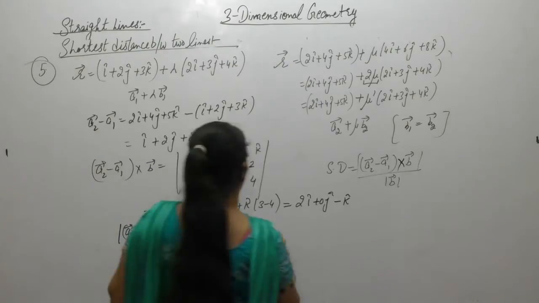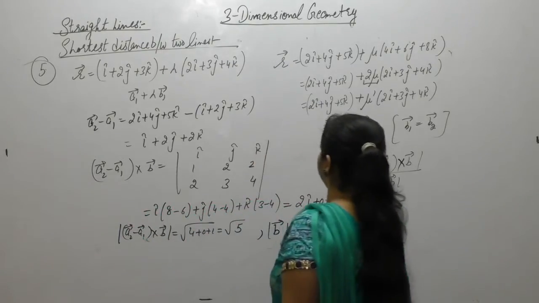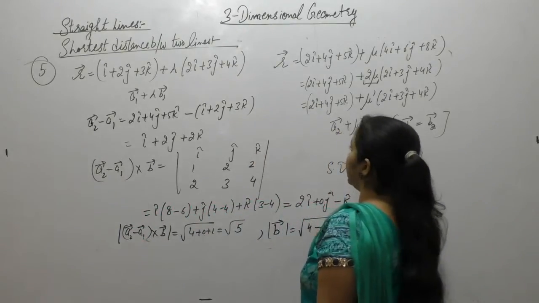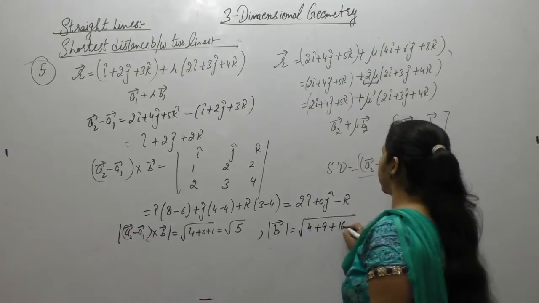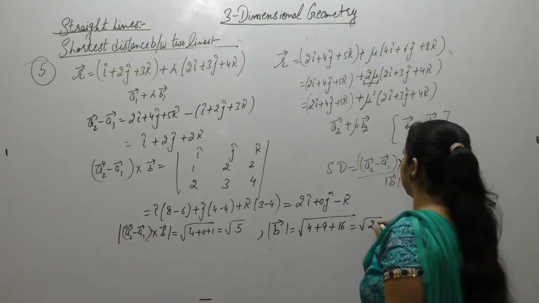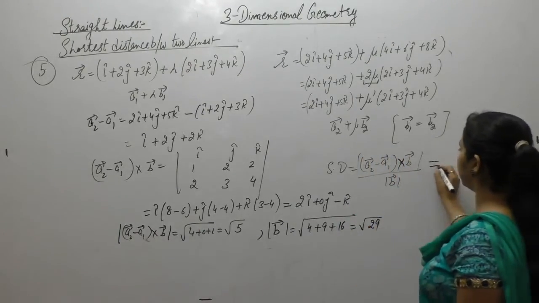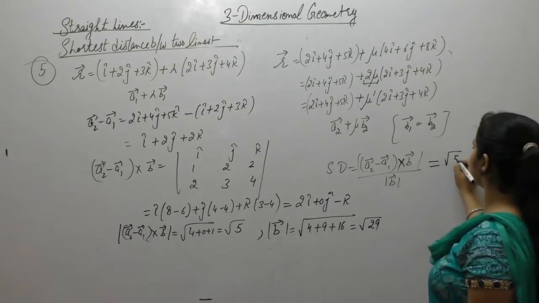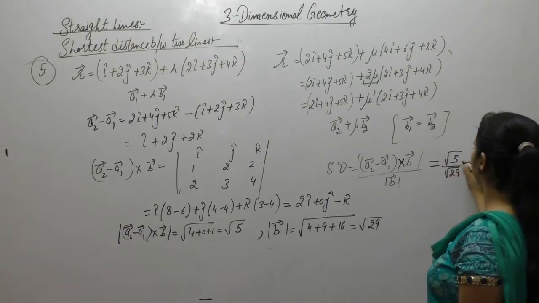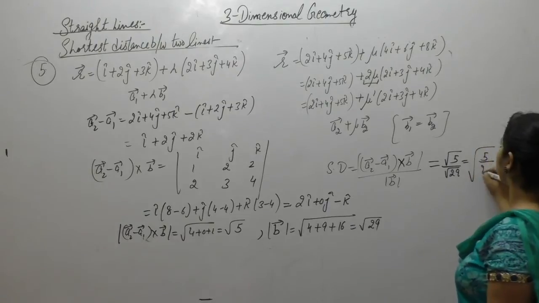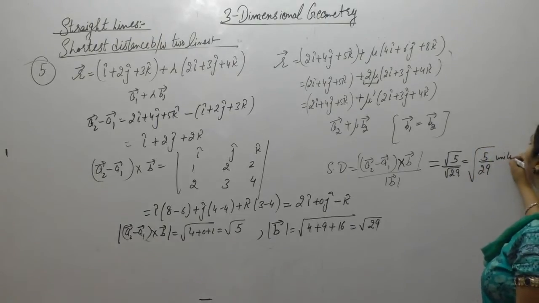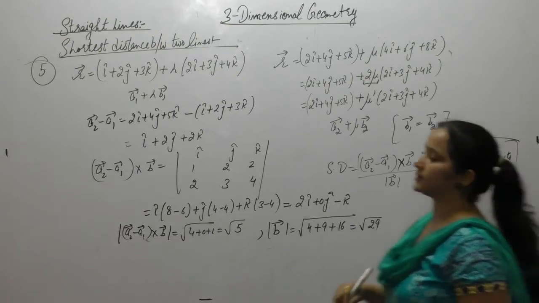Now the magnitude of b vector. B vector is 2 square, 3 square and 4 square, which is 29. So we get the shortest distance as square root of 5 upon square root of 29. So square root of 5 by 29 units.